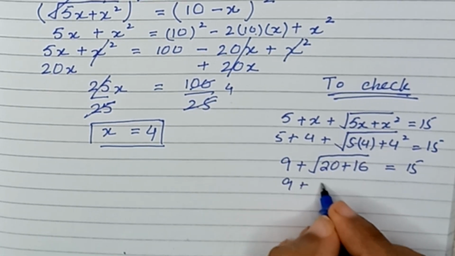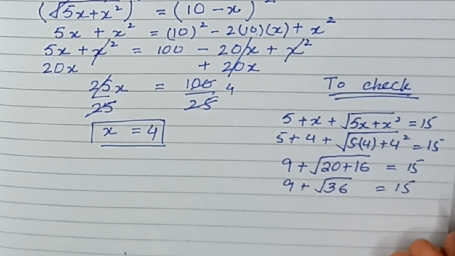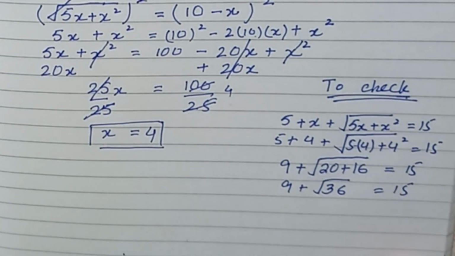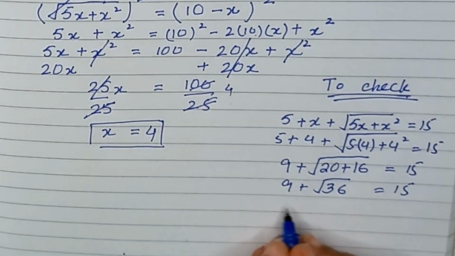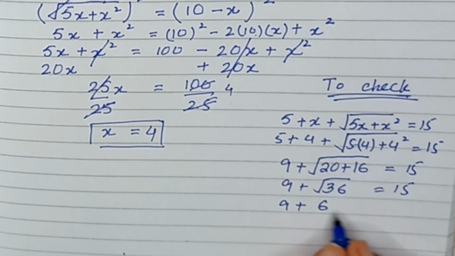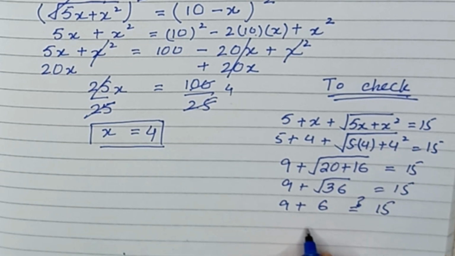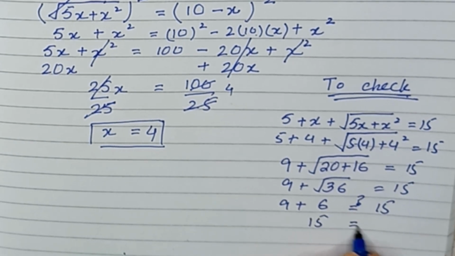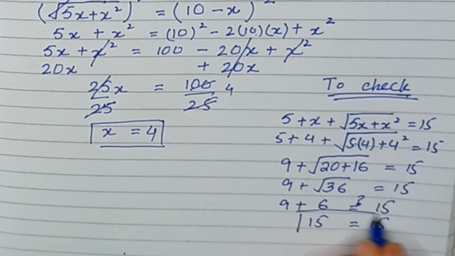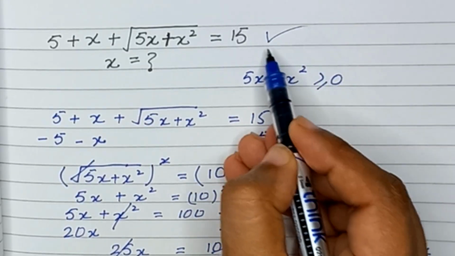So 9 plus the square root of 36 is equal to 15, and the square root of 36 is 6, since it is a perfect square. So 9 plus 6 is 15. So 15 is equal to 15. It means the value of x equal to 4 satisfies our given equation.